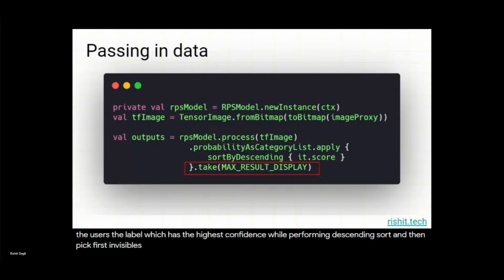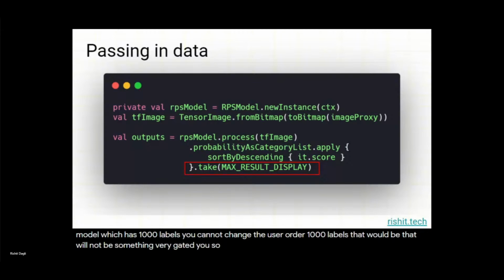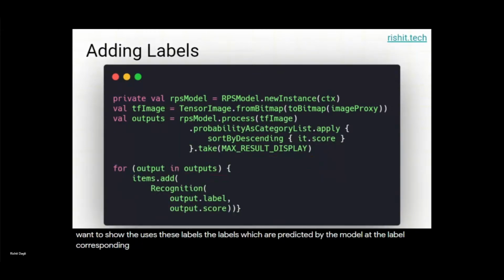Let's say I have a model which has 1000 labels. As of now, we just have 3 labels, but let's say I have a model which has 1000 labels. You cannot show the user all the 1000 labels. That would not be something very good to do. So I'll filter out the top n results. And finally, I want to show the users the labels which are predicted by the model. So I'll add the label corresponding to each entry in the outputs. And that's pretty much all you need with the model binding plugin.